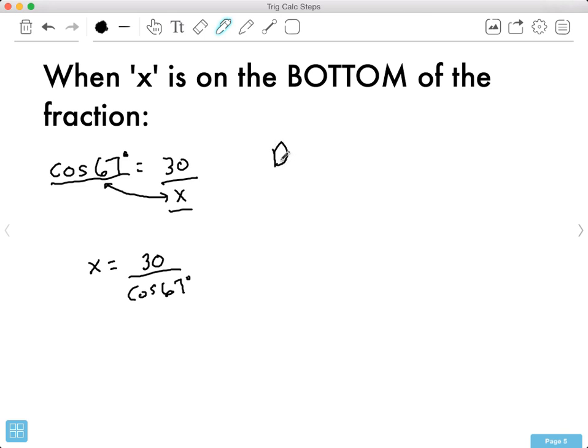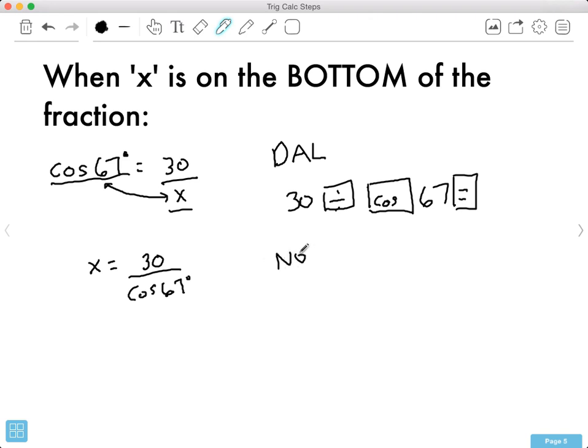So for DAL calculators, you're going to type 30 divided by, which might look like a slash on your calculator, it depends on your calculator, 30 divided by, and then you're going to press cos and 67 and then equals.